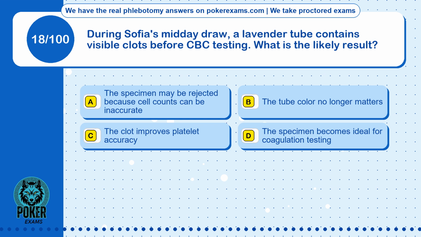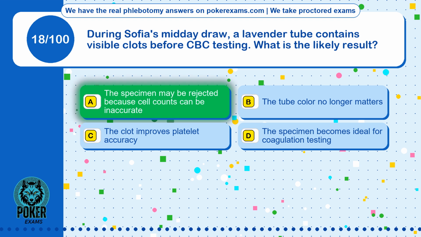Question 18. During Sophia's midday draw, a lavender tube contains visible clots before CBC testing. What is the likely result? Option A. The specimen may be rejected because cell counts can be inaccurate. Option B. The tube color no longer matters. Option C. The clot improves platelet accuracy. Option D. The specimen becomes ideal for coagulation testing.